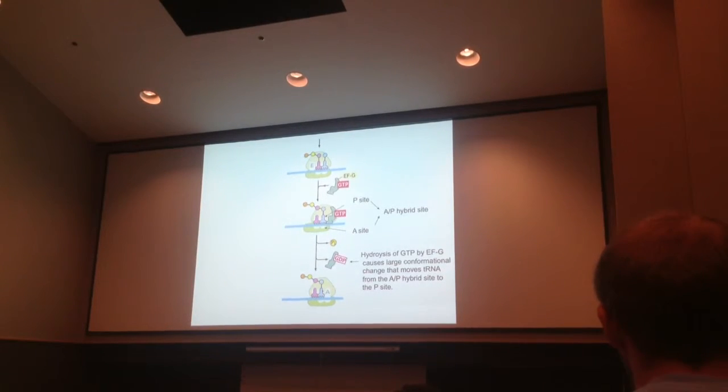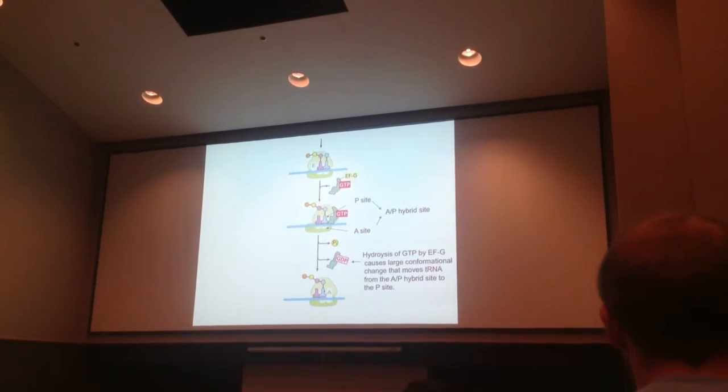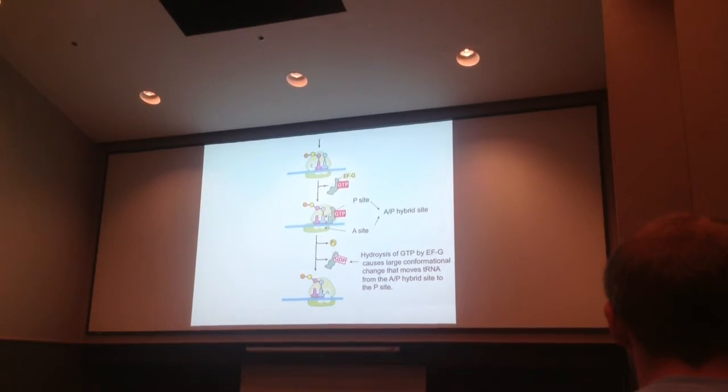That's all we need. Why is that all we need? Why don't we need another? GTP is just a high energy molecule. Do we need another one to make a protein? Kind of a dumb question, but remember, what about the peptide? We've got to make a peptide bond.